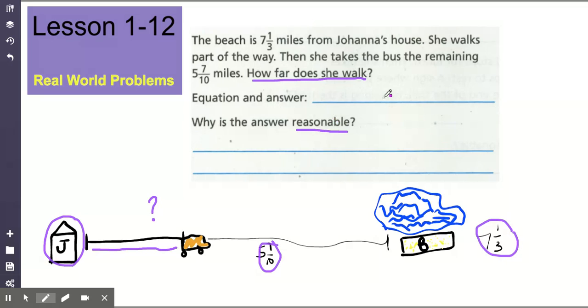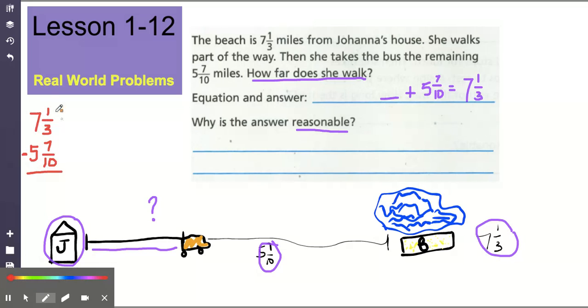So if you think about it, it's blank plus 5 7/10 equals 7 1/3. Because I already have my answer here. But I don't know my addition symbol. I don't know what's before that because I don't know how far she walks. So I'm going to flip this and I'm going to do subtraction. So I'm going to take my answer. I'm going to subtract this part of the problem to get my question mark.